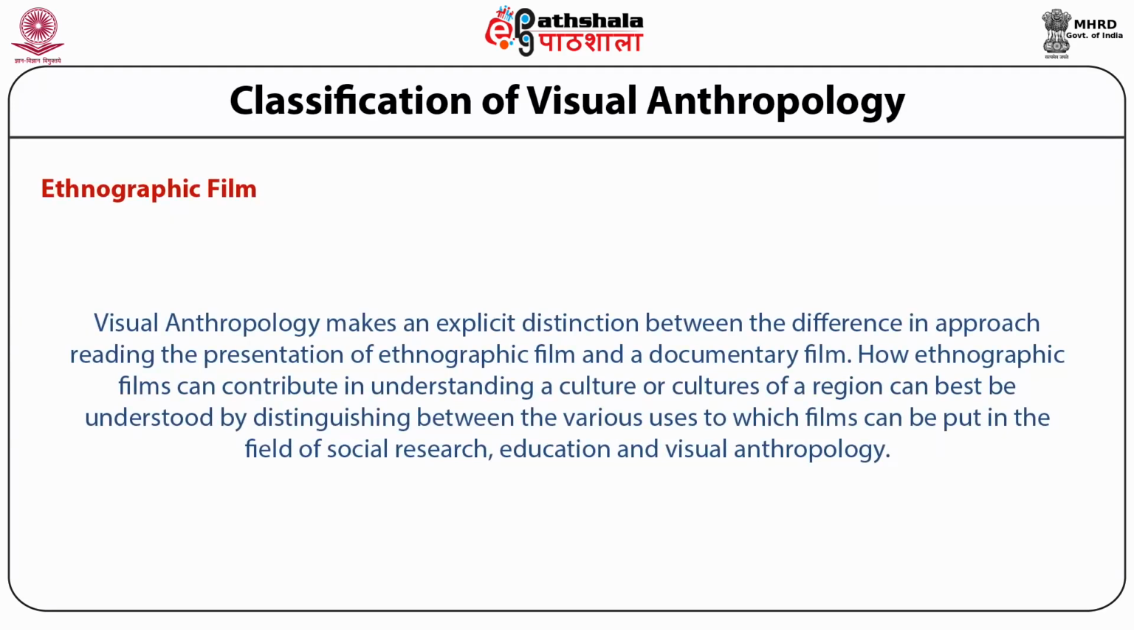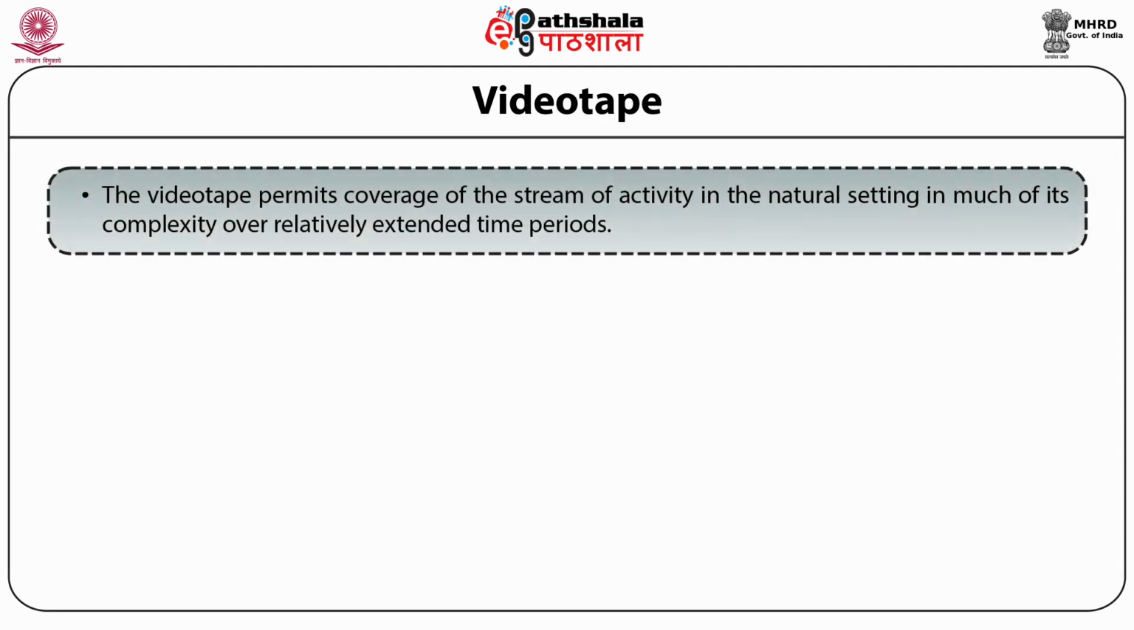Visual anthropology makes an explicit distinction between the difference in approach in reading the presentation of ethnographic film and the documentary film. How ethnographic films can contribute in understanding a culture or cultures of a region can best be understood by distinguishing between the various uses to which films can be put in the field of social research, education, and visual anthropology. Videotape. The videotape permits coverage of the stream of activity in the natural setting in much of its complexity over relatively extended time periods. Videotape records provide necessary detail on the activity of individuals in specific context.